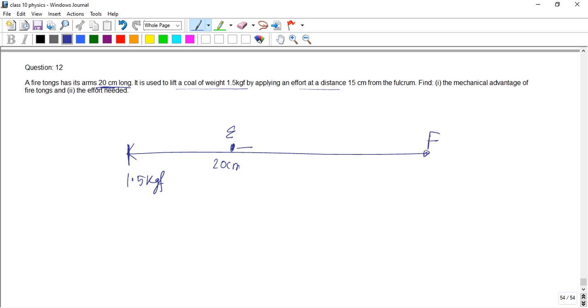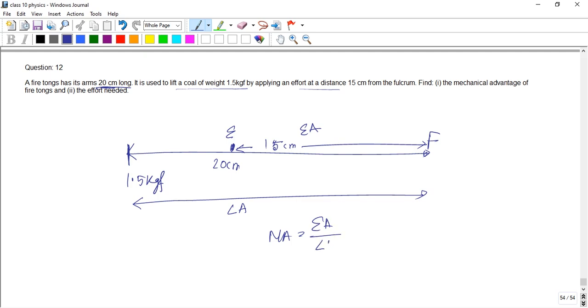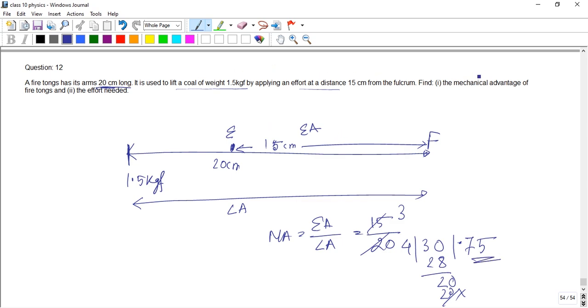The effort is at a distance of 15 centimeter from the fulcrum. I think the fulcrum point is here, so 15 centimeter. And the load belongs to this side. That is the load arm, and this is the effort arm. So mechanical advantage equals effort arm by load arm. The effort arm is 15, the load arm is given as 20. So 3 by 4, that is 0.75. The mechanical advantage of fire tongs is 0.75.